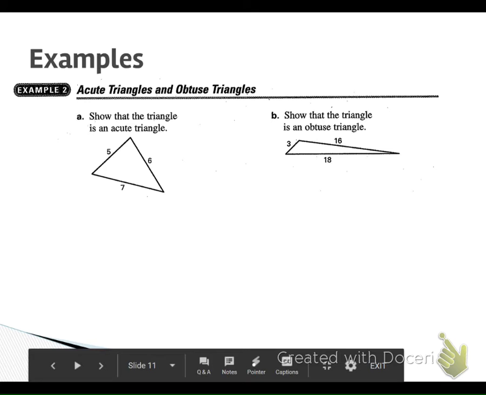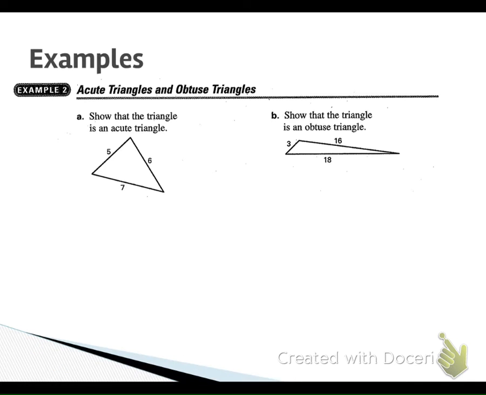Our next page is just going to be classifying those triangles, showing that the first one is acute and the second one's obtuse. The way we're going to do this, remember that C is going to be your longest side. So our longest side in the first one is what value? This is example 3 at the bottom of the chart. Which one is our longest side? It's 7.